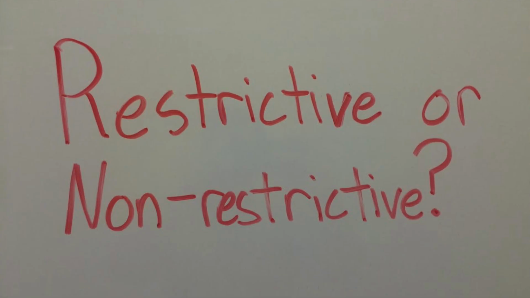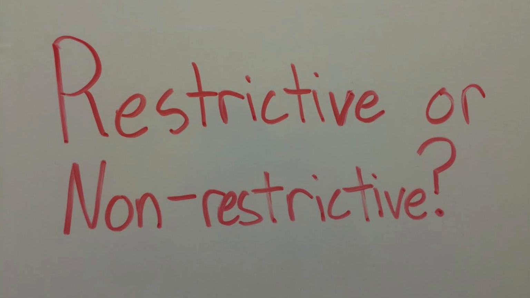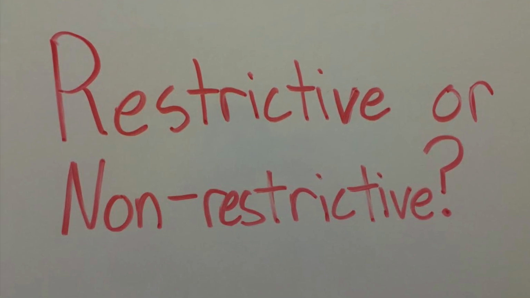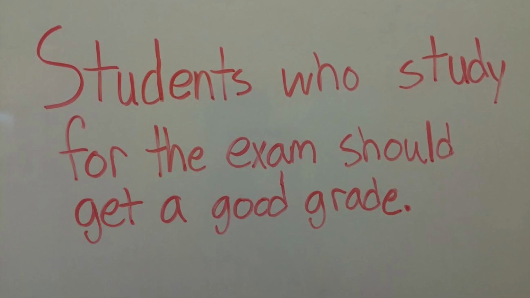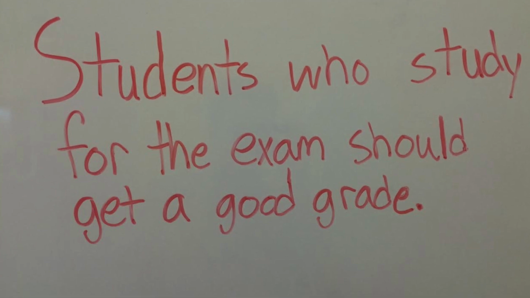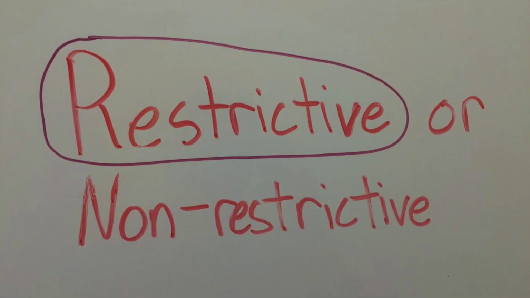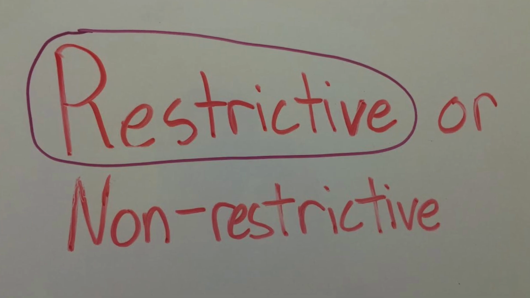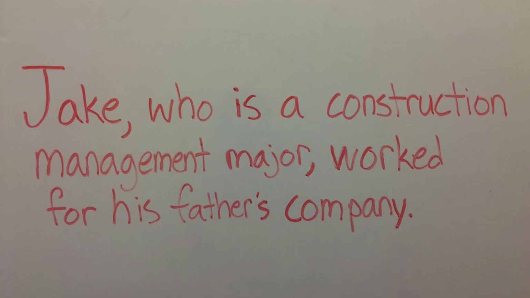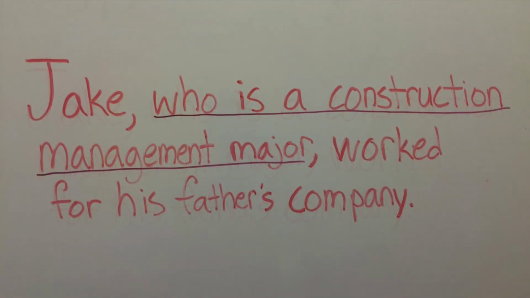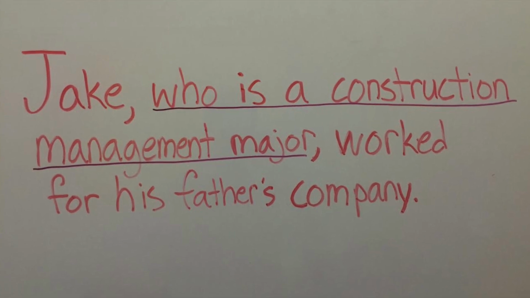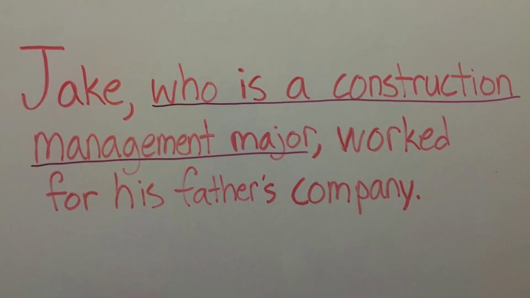Before we take a look at some examples, let's practice recognizing whether a sentence contains restrictive or non-restrictive elements. The first sentence is, "Students who study for the exam should get a good grade." If you were to take out any part of this sentence, it would not have the same meaning, therefore it is restrictive. Let's try one more. The sentence is, "Jake, who is a construction management major, worked for his father's company." Notice that if you take out "who is a construction management major," the meaning of the sentence stays the same. This means that there is a non-restrictive element.